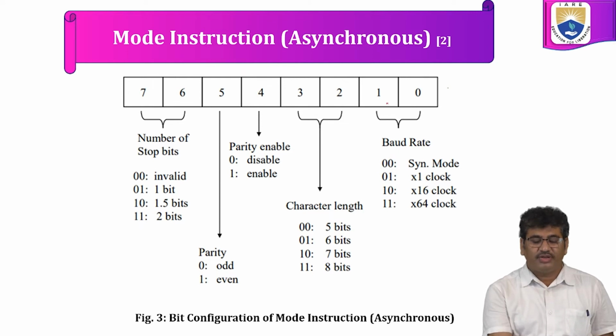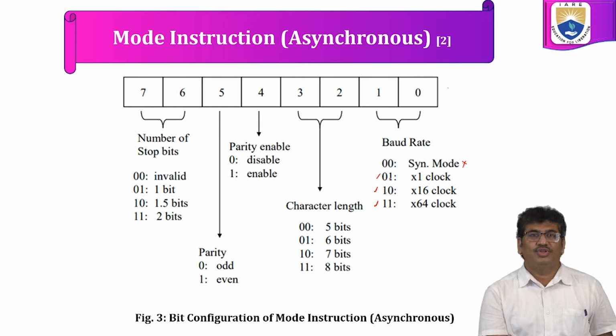The last 2 bits indicate asynchronous communication. Baud rate you can set as 01, 10 or 11. If you select these 2 bits as 01, the baud rate factor is 1x of the clock. If you select these as 10, the baud rate factor is 16. If you select these as 11, the baud rate factor is 64.